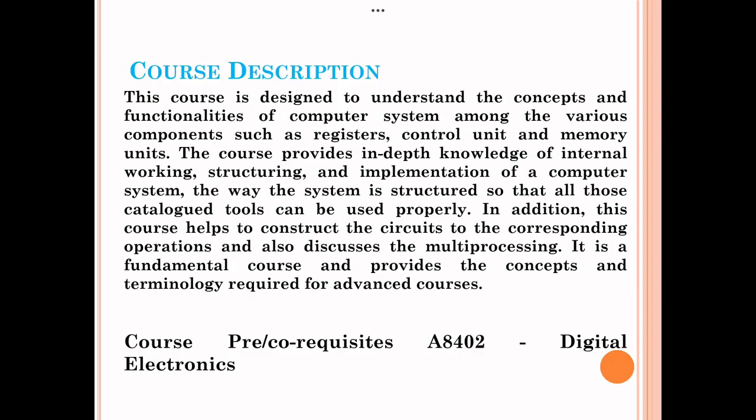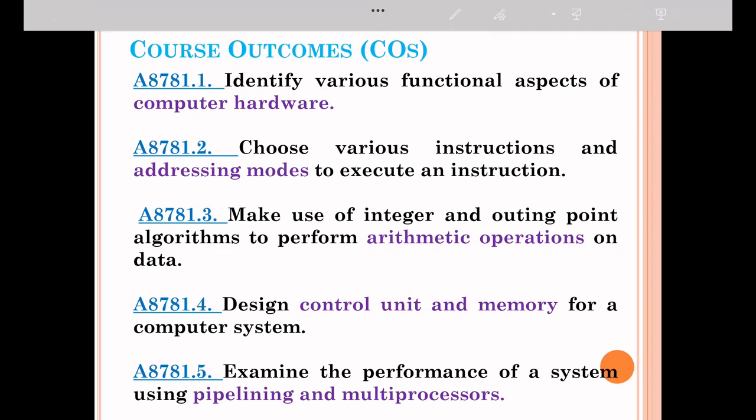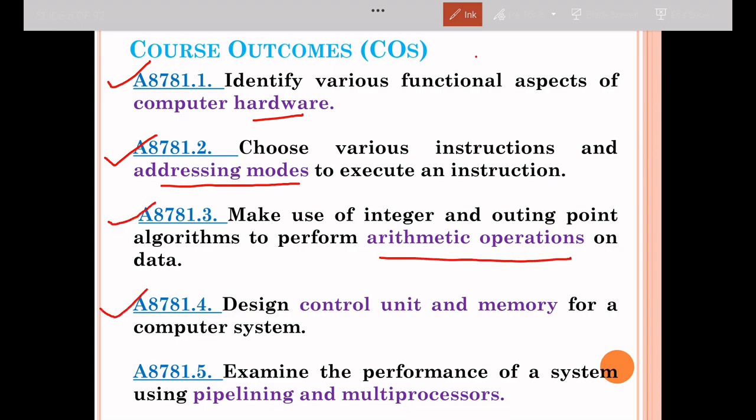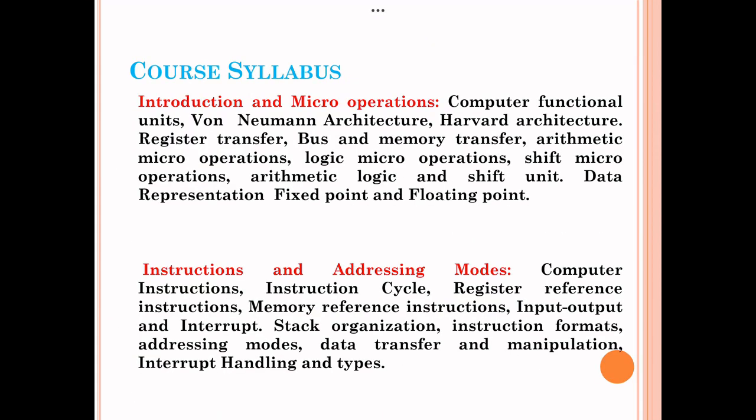Before starting this lecture you must know digital electronics, and now there is a very important topic: what is the course outcome? The first course outcome, according to unit 1, we will discuss computer hardware. In the second unit we will discuss addressing mode. In the third unit, arithmetic operations. In the fourth unit, the control unit and memory, and in the fifth unit, pipelining and microprocessor. These are a total of 5 units.